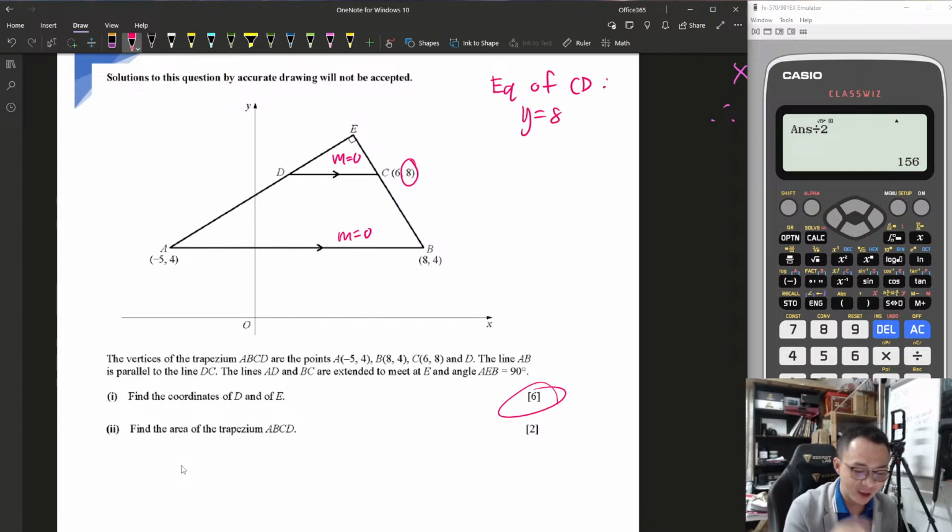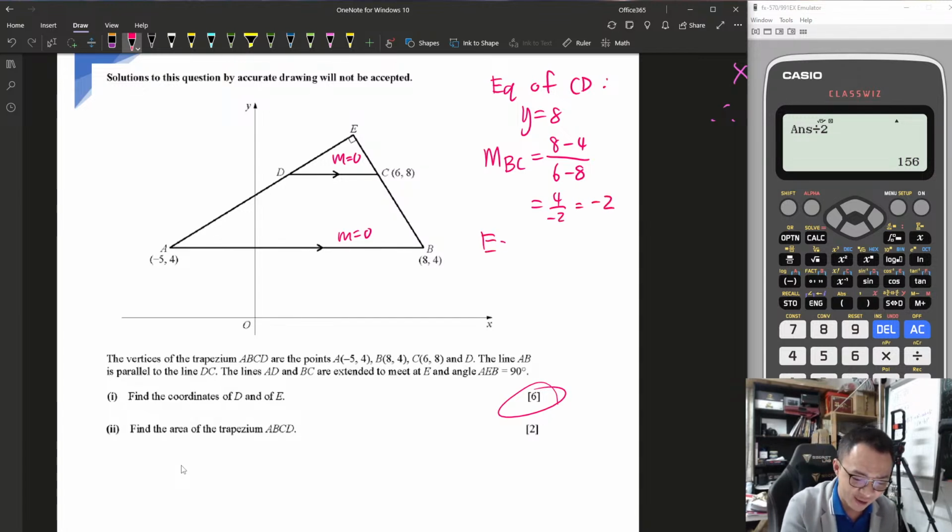Nice. Alright, then the next thing is I want to find the equation of, you want to get D, right? Maybe I find the equation of this one first. Eventually we need to find it, right? So I want to find the gradient of BE, or BC, it is the same thing, okay? Because they're in the same straight line. So this one is basically 8 minus 4 over 6 minus 8. I hope I didn't make a careless mistake here. So this is 4 over negative 2, which is negative 2.